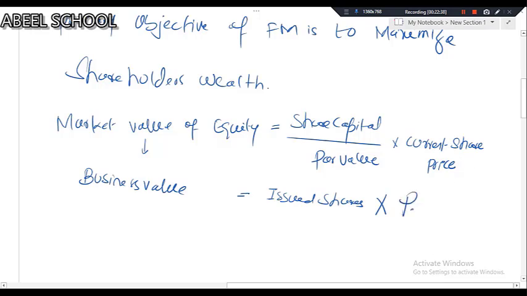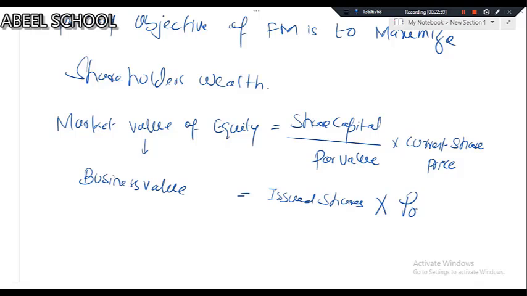For current share price, we use the symbol P0. So simply, business value is equal to issued shares times P0. And this P0 symbol is just for current share price.